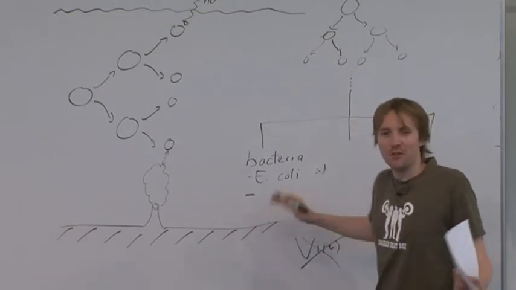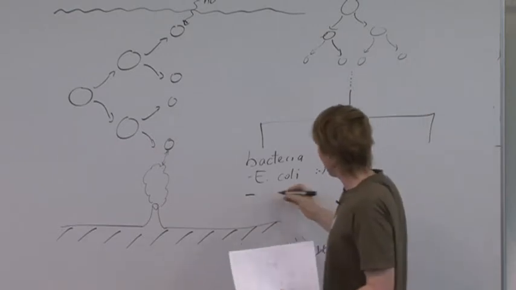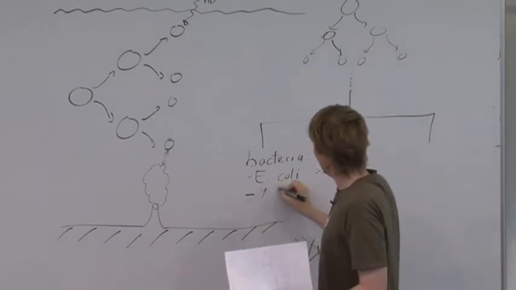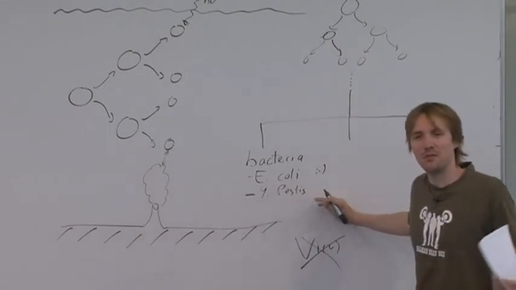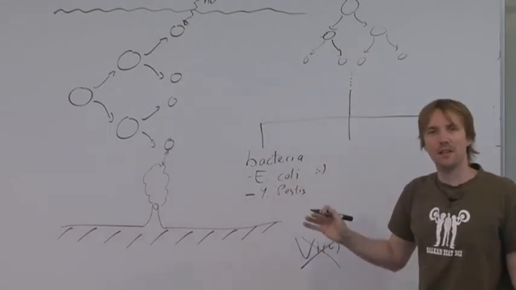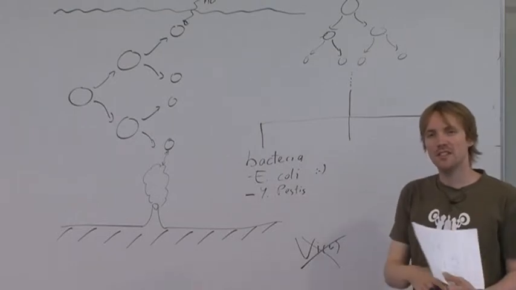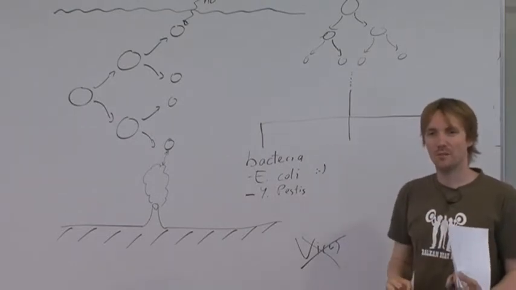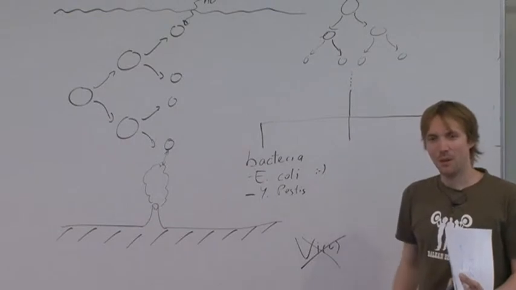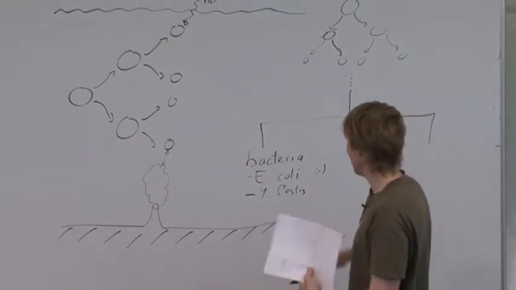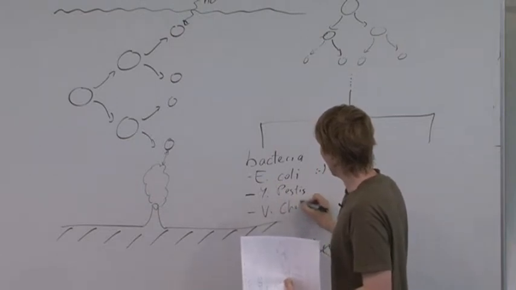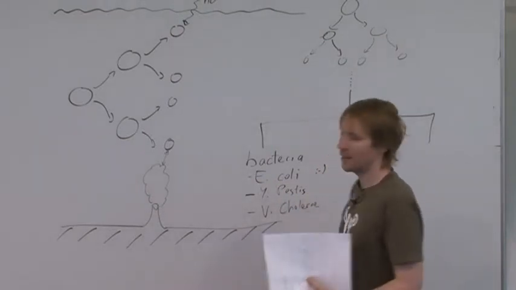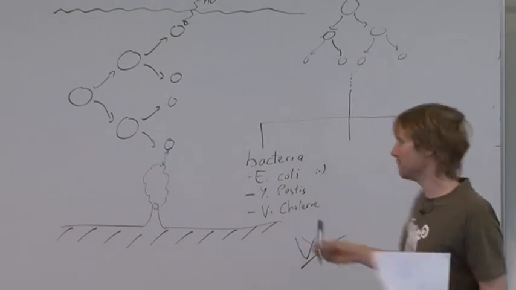But there are some less friendly bacteria. For instance, there's a bacteria called Yersinia pestis. And this beast is responsible for the Black Plague, the disease that decimated most parts of Europe a while ago. So that's not so friendly. There's another one, which is called Vibrio cholerae. And this one is responsible for cholera.